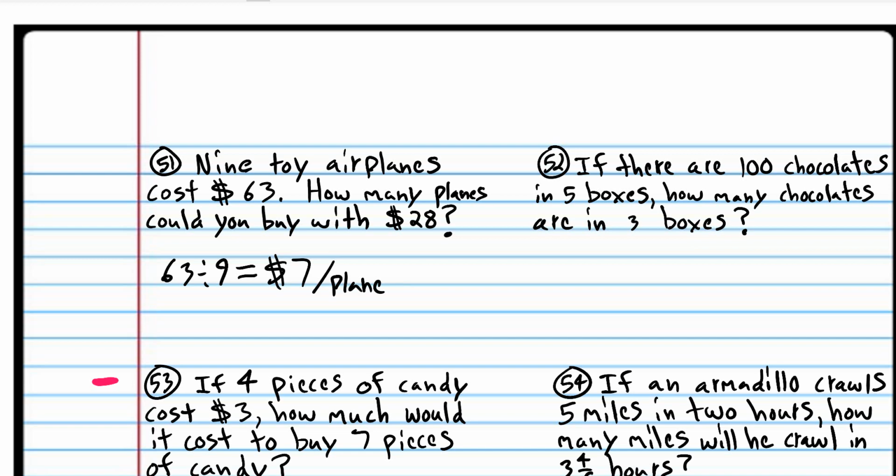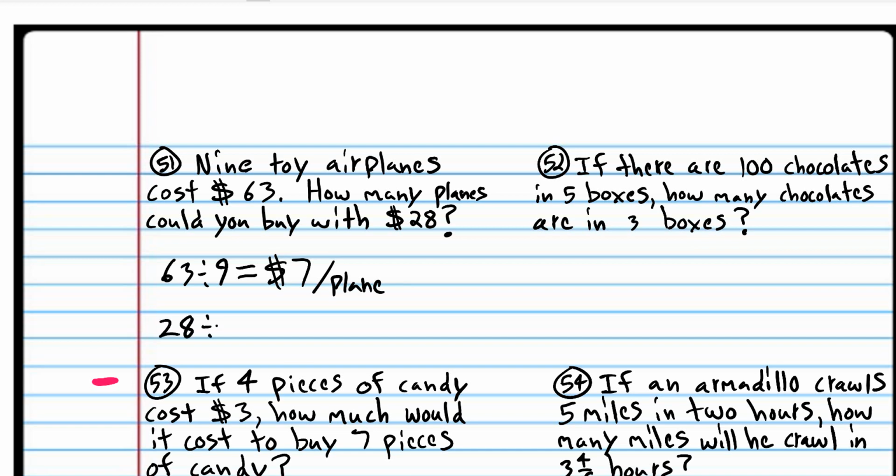So $7 for 1 plane, and you have $28. So just think about this. Think about the logic. Are you going to multiply 28 and 7, or are you going to divide 28 and 7? Well, if you multiply 28 and 7, then you get 140 plus 56, I think it's 196, if I did that correctly. So that would mean you can buy 196 planes with $28. That doesn't make much sense. So obviously you're going to divide them.